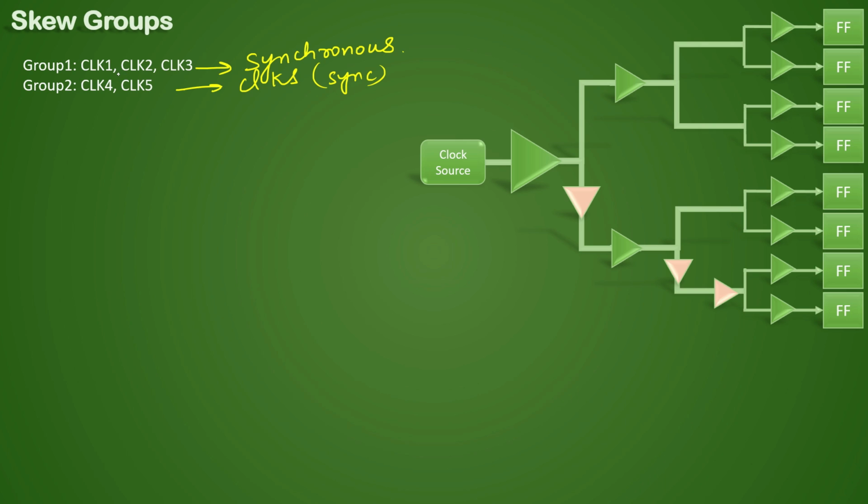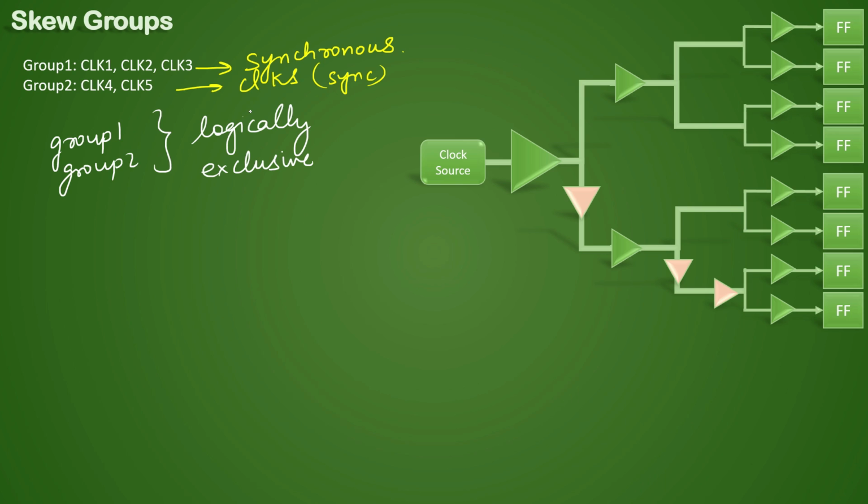Similarly, CLK1 can be synchronous to 2 and 3, that is within the same group, but not synchronous to CLK4 or 5, that is the other group. So these are implicitly asynchronous to each other across groups. Now in our example here, we have assumed that group 1 and group 2 are logically exclusive, which means that there is no logic common between group 1 and group 2. Therefore the clocks within each group are implicitly asynchronous to the clocks in the other group also.